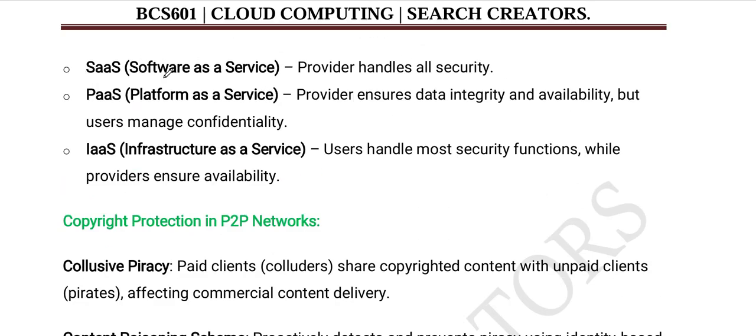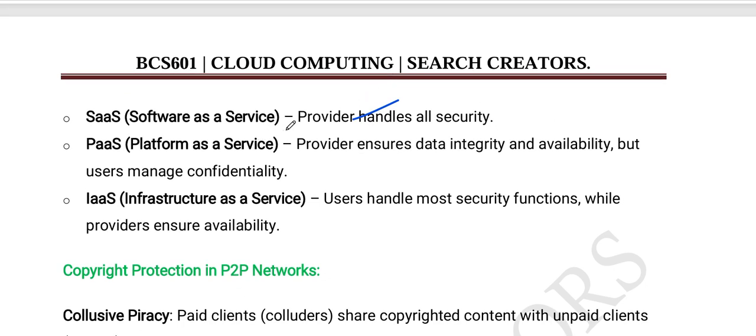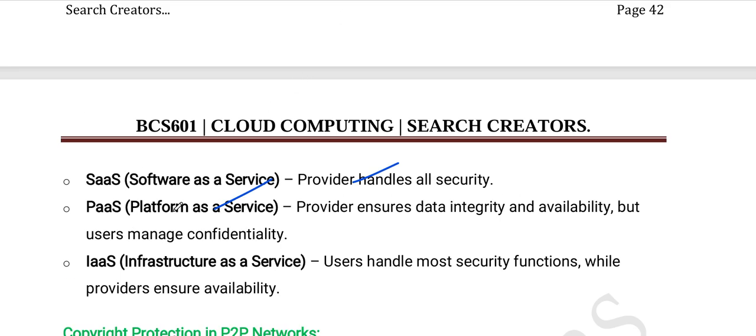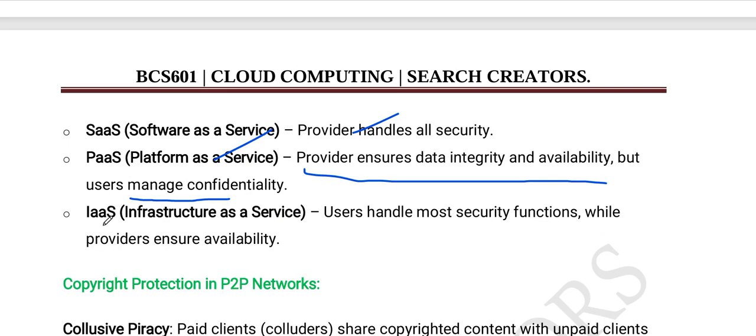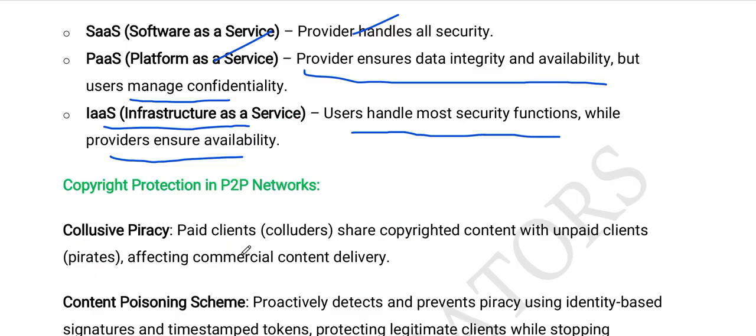SaaS, which is software as a service: the provider handles all security. PaaS, platform as a service: the provider ensures data integrity and availability, but the user manages the confidentiality. Next is infrastructure as a service. Users handle most security functions while the provider ensures availability.